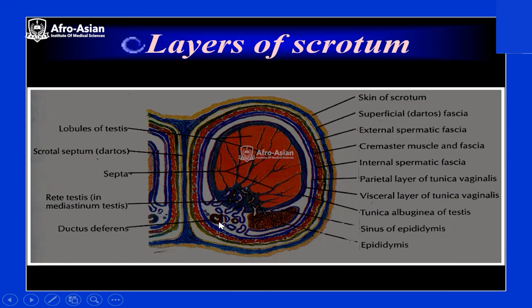Here we have got ductus deferens in the cut section, rete testis, in mediastinum testis. These are the septa inside. Then we have this scrotal septum. And lobules of the testes, which are separated by septa.